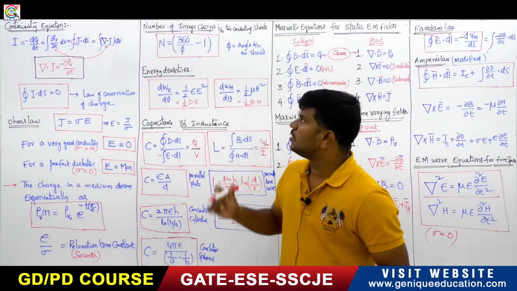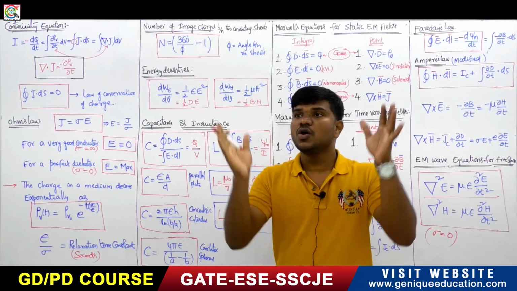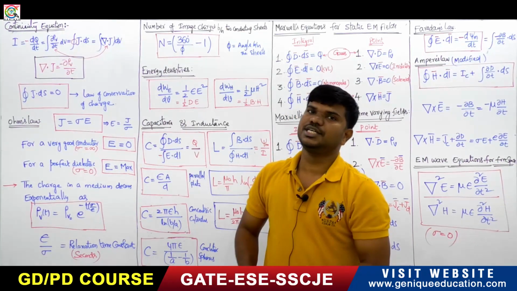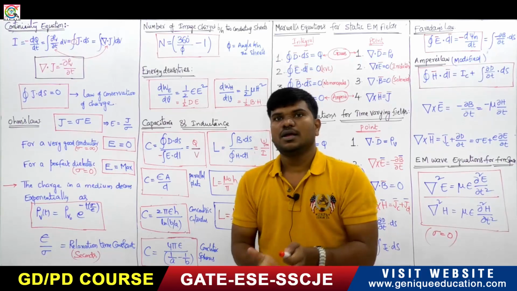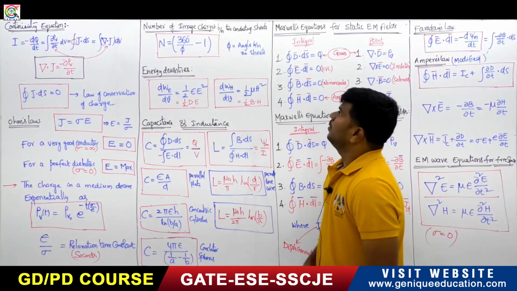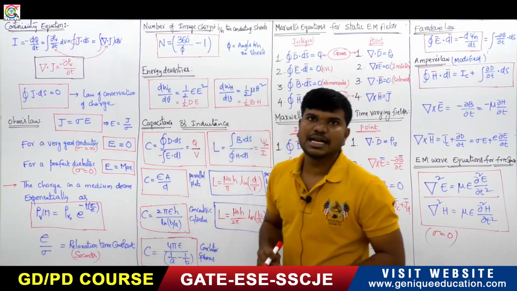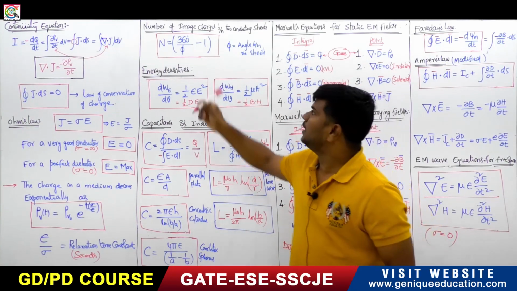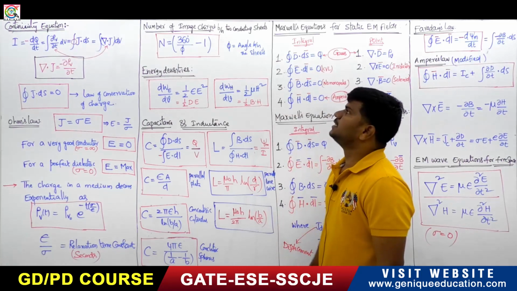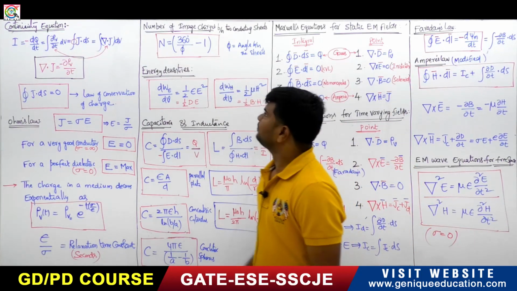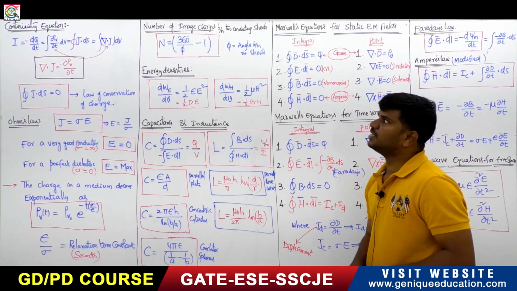Okay, suppose there are two infinite conducting sheets, oriented with the angle between the two plates as phi. Then the number of induced charges will be 360 divided by phi minus 1. Okay, so by using this you can find the number of image charges.